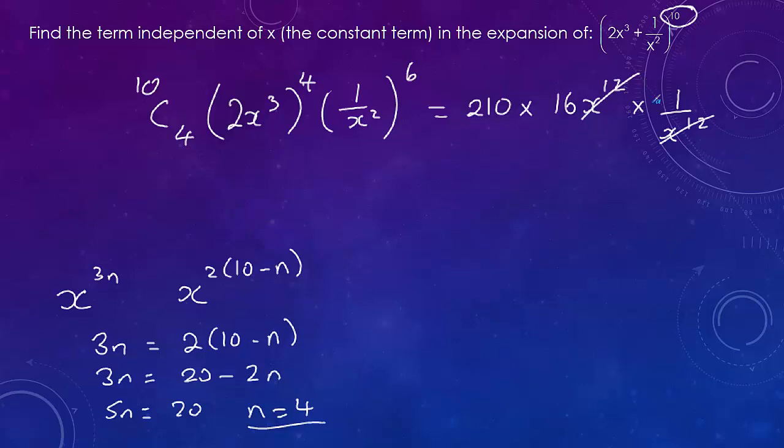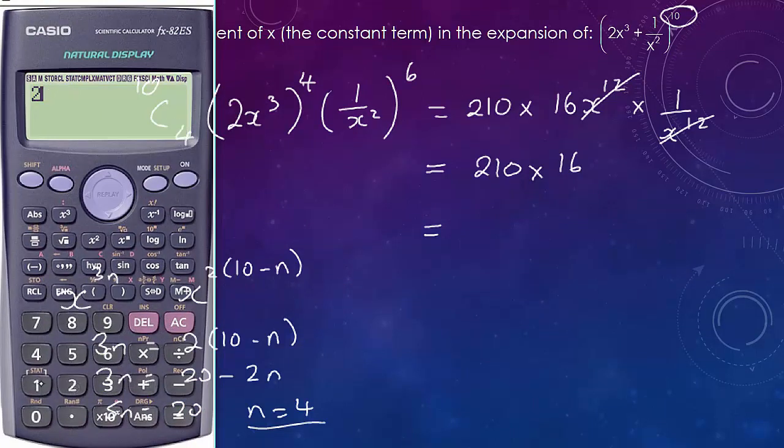Clearly those are going to cancel. That was most of the thrust of what we did. So we're just left with 210 times 16, and we can calculate that. So we've got 210, multiply that by 16, and that gives us 3,360.